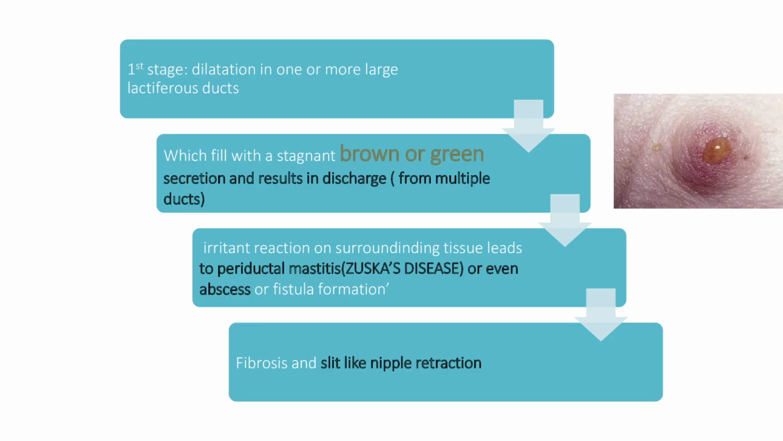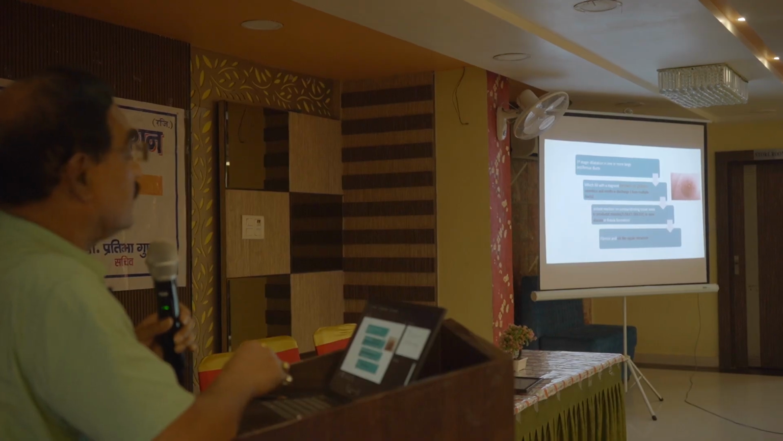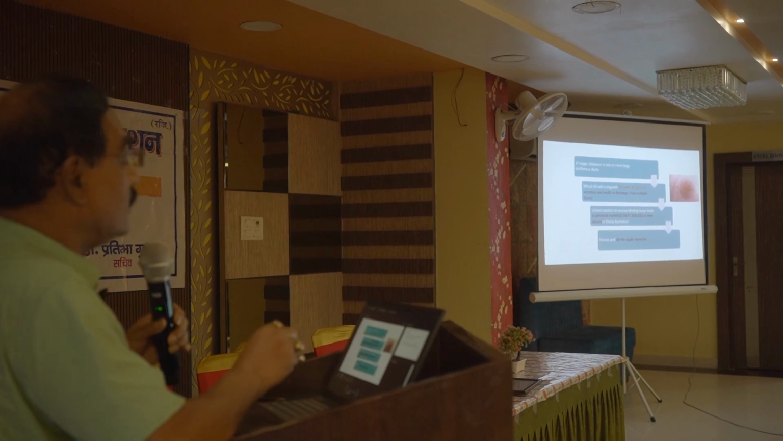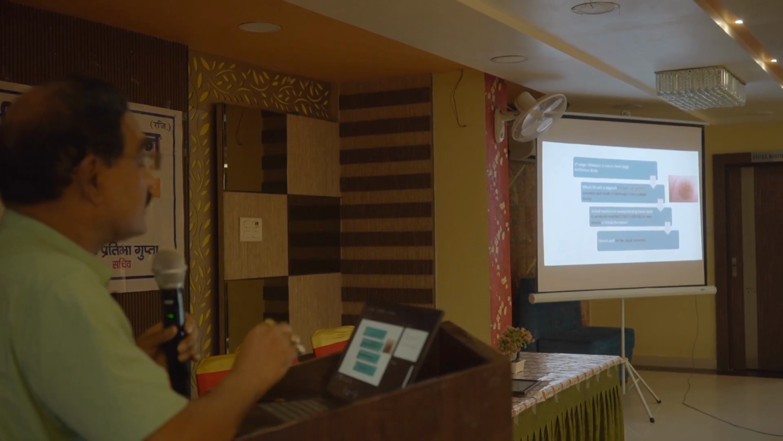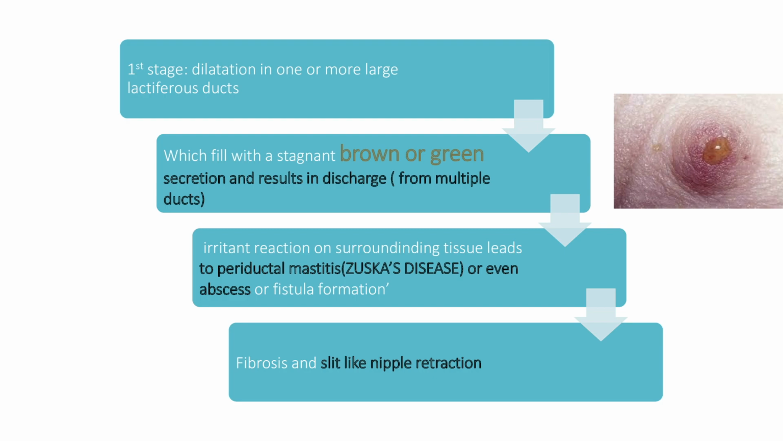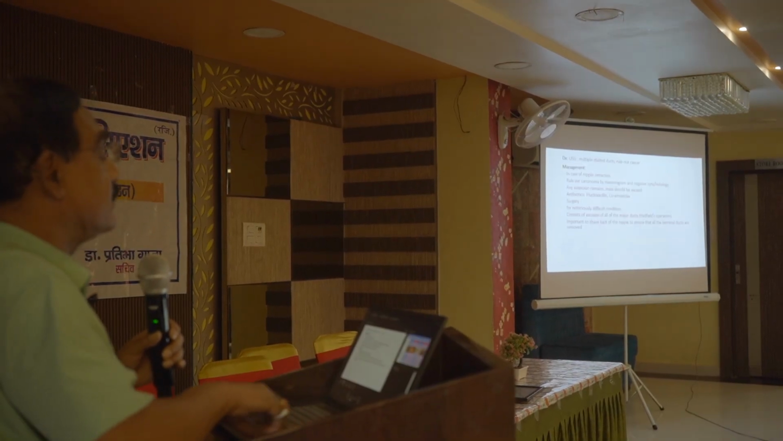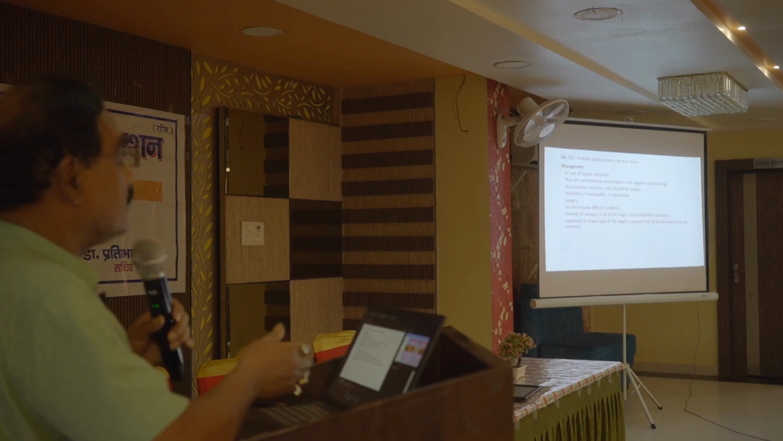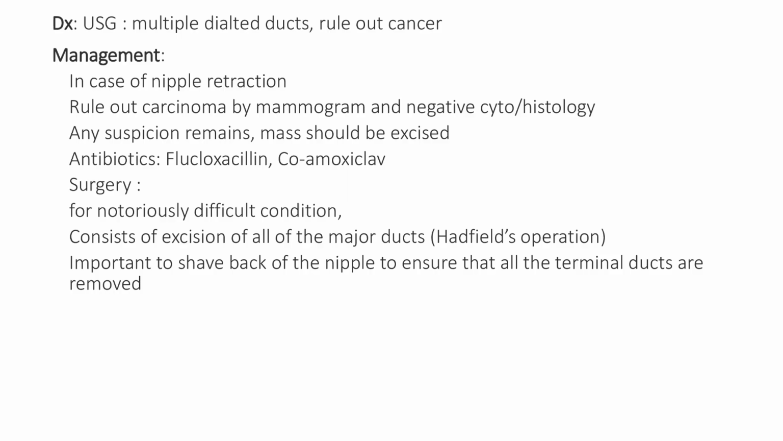So how does duct ectasia happen? In the first stage there is dilatation of one or more large lactiferous ducts, which fill with a stagnant brown or green secretion and result in discharge from multiple ducts. Irritant reaction on surrounding tissue leads to periductal mastitis, also known as Zuska disease, or even abscess or fistula formation, fibrosis, and slit-like nipple retraction, which you can see in duct ectasia. Diagnosis is made by ultrasound showing multiple dilated ducts.